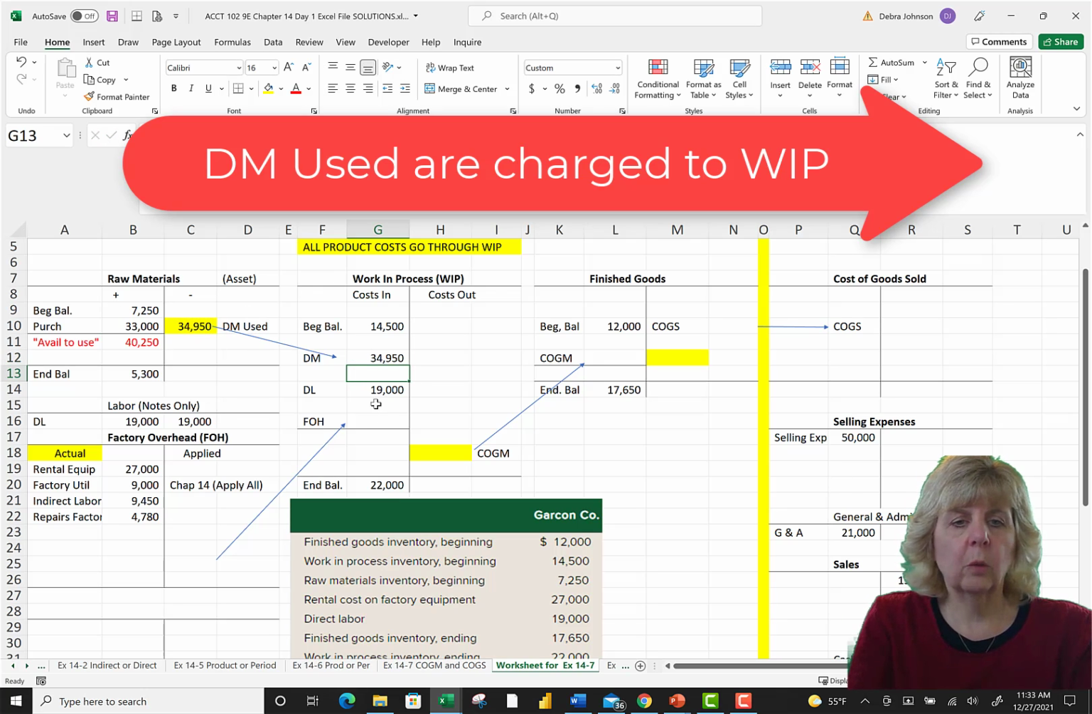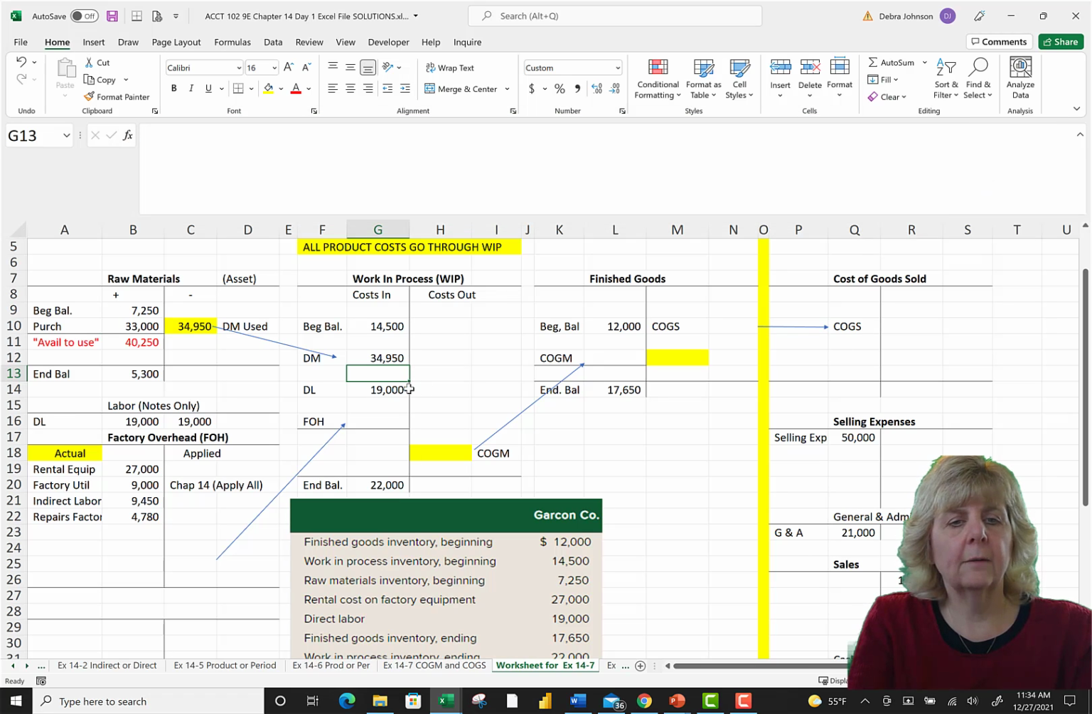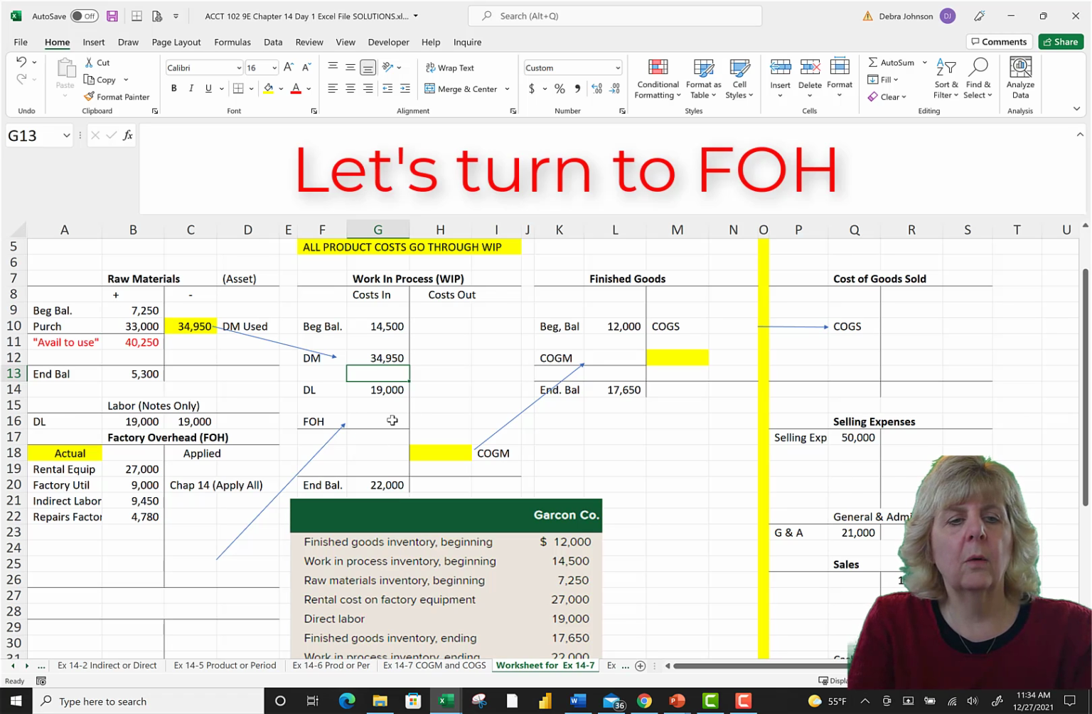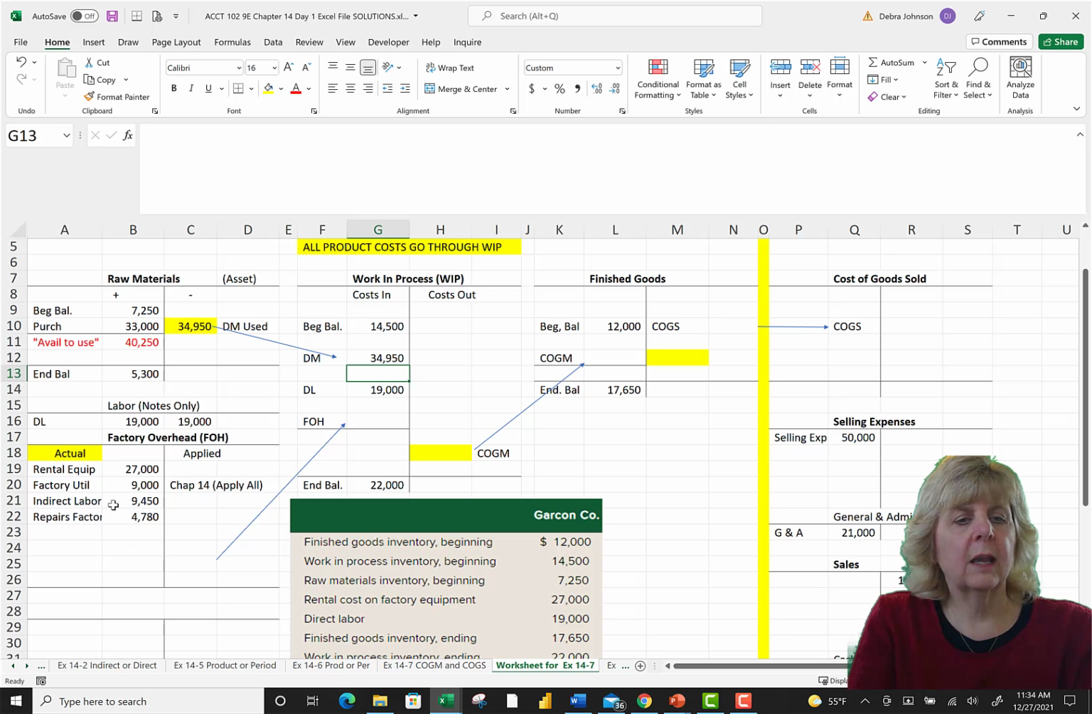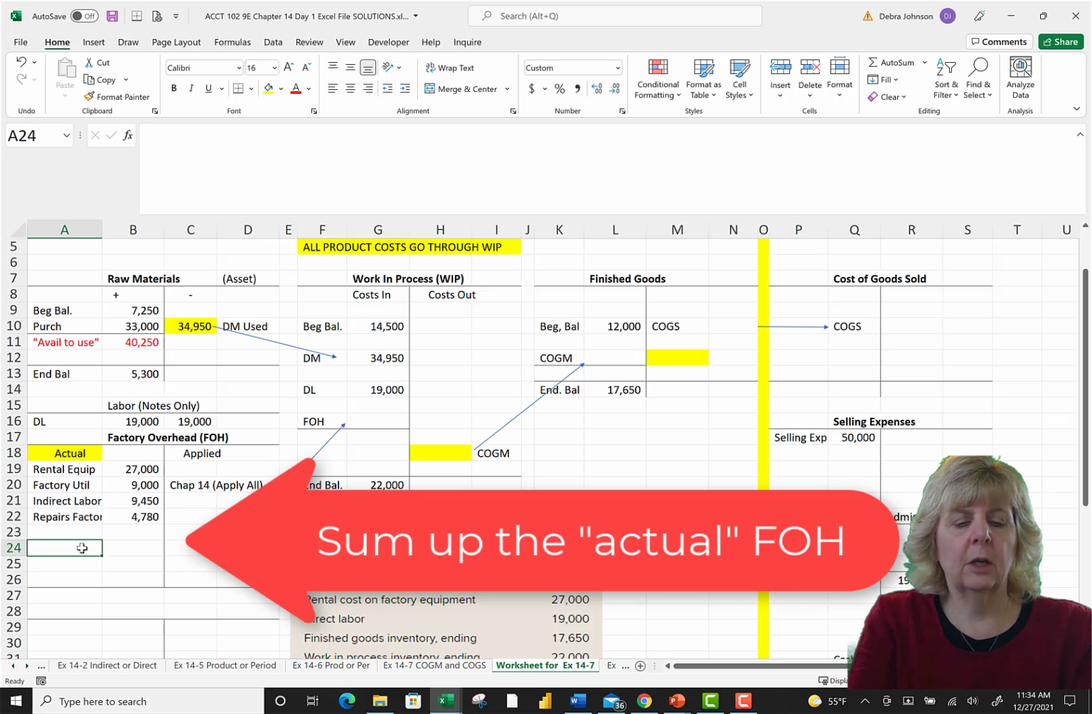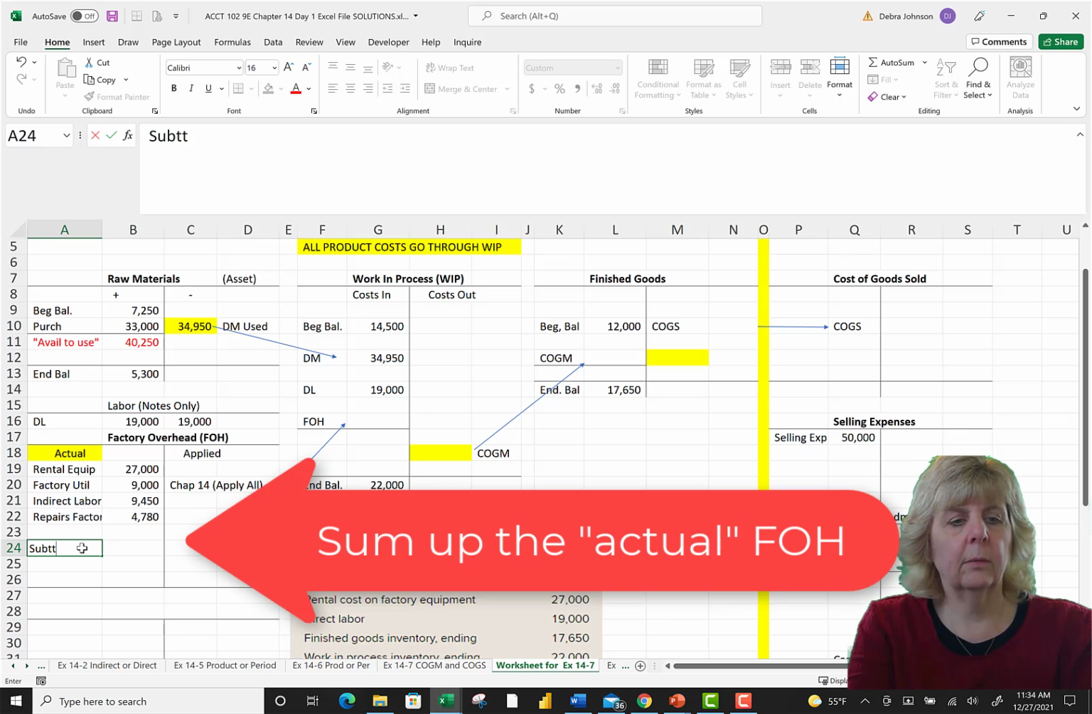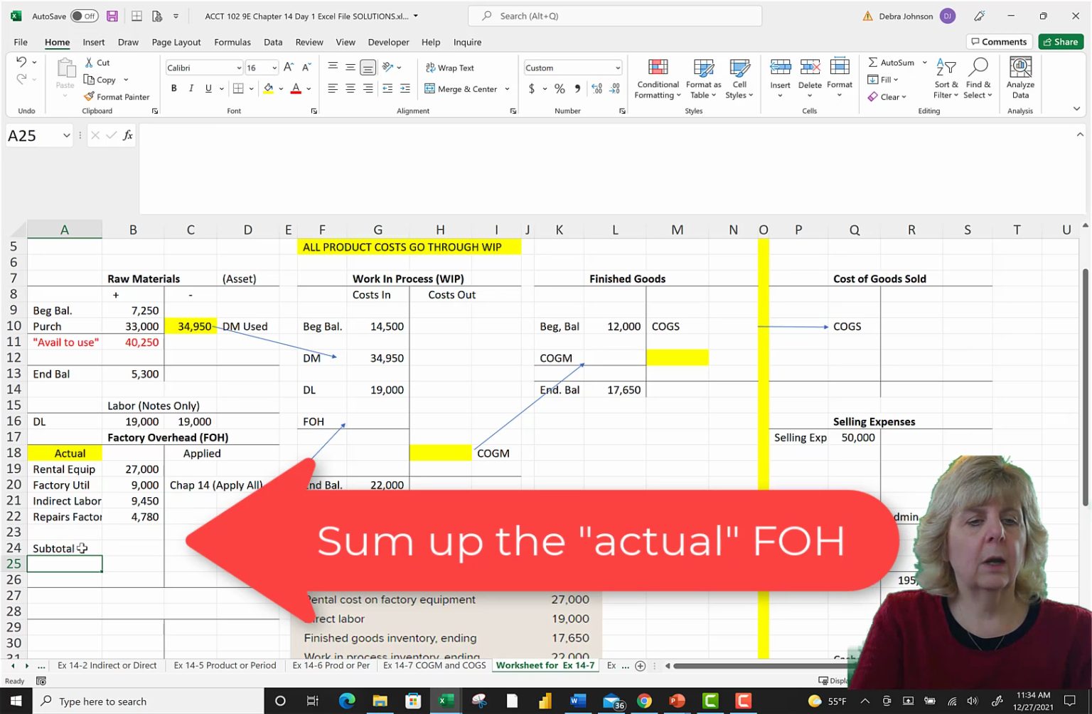Okay, so look where we are now. We have materials used, we have direct labor, so what's missing in this critical WIP account now is factory overhead. How are we going to get that amount? We're going to add up, in this chapter anyways, it does become a little bit more complicated, but to begin with, we're going to add up anything charged to factory overhead. I'm going to call this a subtotal here. I will put it in red so it sticks out to you.